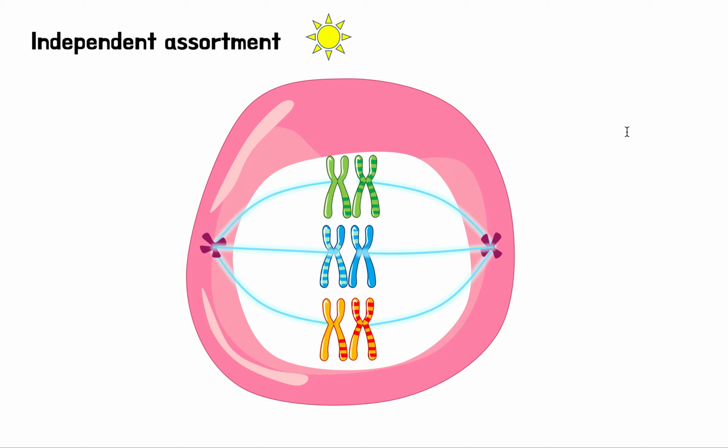What does independent assortment mean? Independent means you can depend on yourself. You can do what you want. You are independent, a strong, independent woman or whatever. Now, that's the same for these chromosomes. They are now independent. They can do what they want. So they can independently sort themselves.